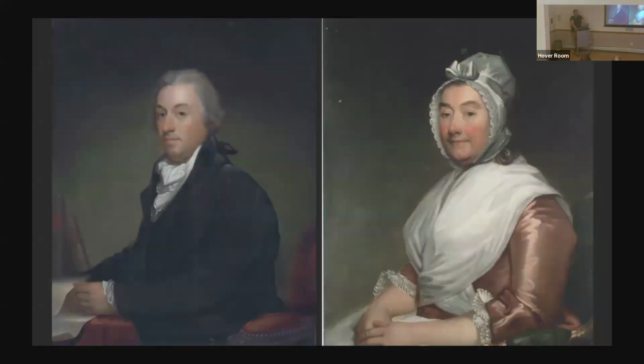Now, I mentioned Claremont earlier. This is Margaret Beekman Livingston. Her husband, Robert the Judge Livingston, passed away in 1775. Her famous son, Chancellor Robert R. Livingston, is portrayed there.